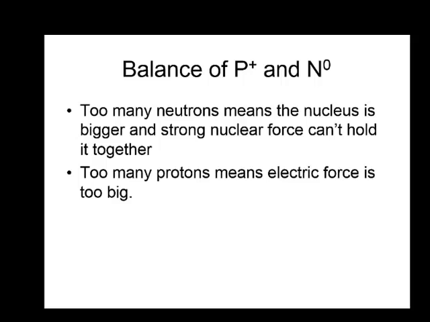But if you have too many neutrons, you're going to have too large of a nucleus. Therefore, that strong nuclear force isn't going to be able to hold on. The nucleus is just going to fall apart. So from either extreme, too many neutrons or too many protons, you could get a radioactive element, an unstable isotope.